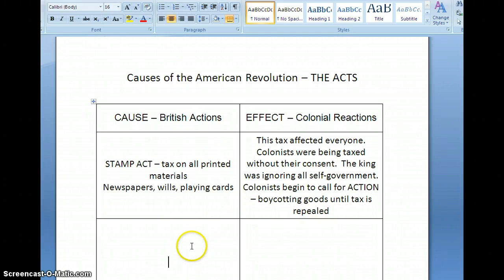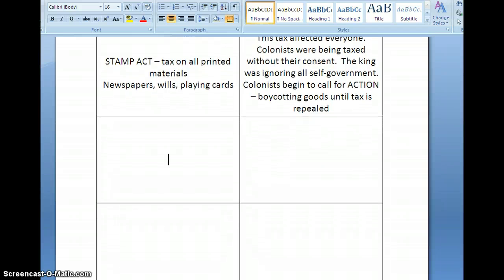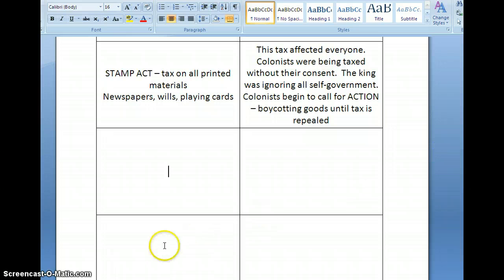All right, let's move on to our next one. And I'm going to scroll down just a little bit. Maybe there, so you can still see that one, and then start this one. The next one is the Townshend Acts. Okay, the Townshend Acts was a tax on imported goods.